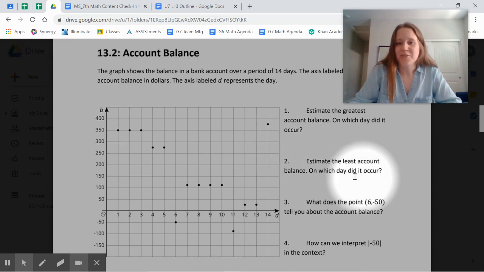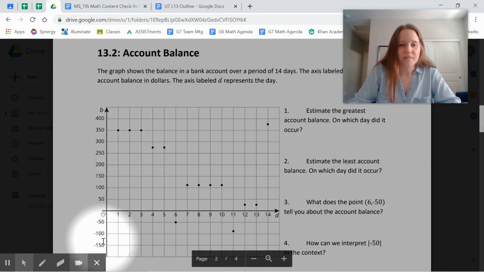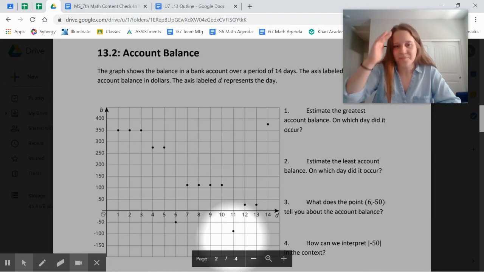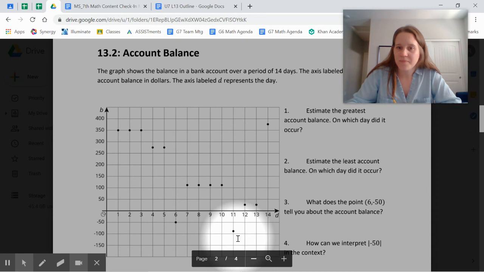Okay. Number 2, estimate the least account balance. On which day did it occur? So least, I'm looking at the farthest down on my vertical number line. I see this point right here represents the least balance. What is the balance there? This one doesn't look halfway between. It looks closer to negative 100 than it does to negative 50, like by a lot. I estimated negative $90 was the account balance on day 11.